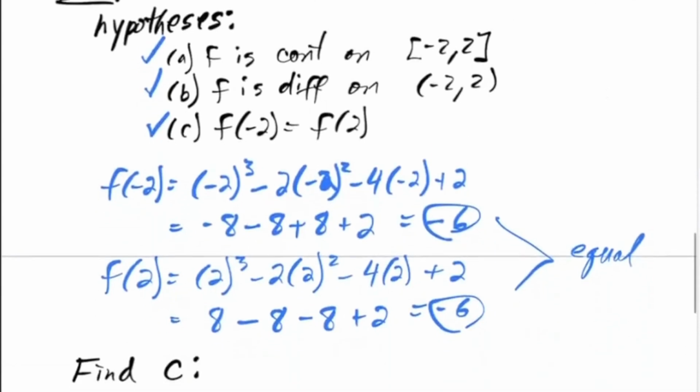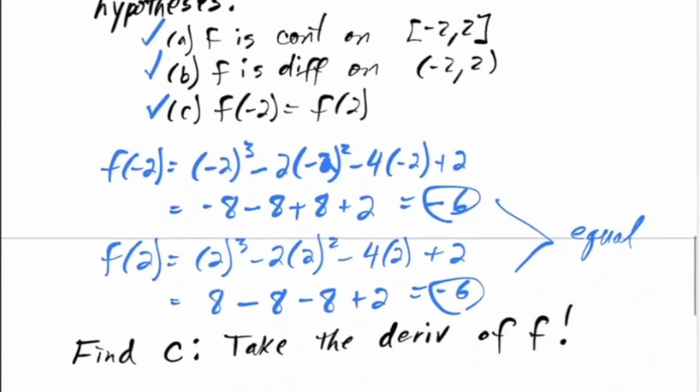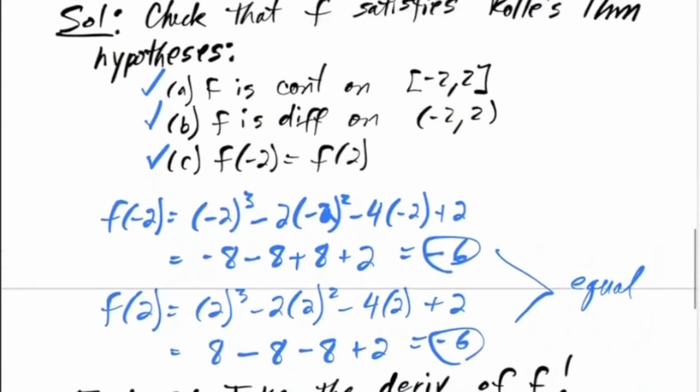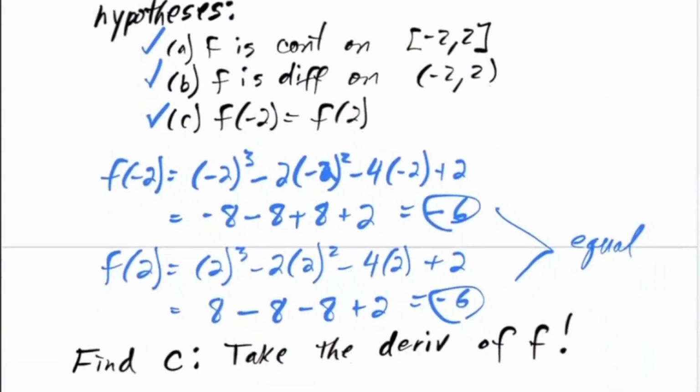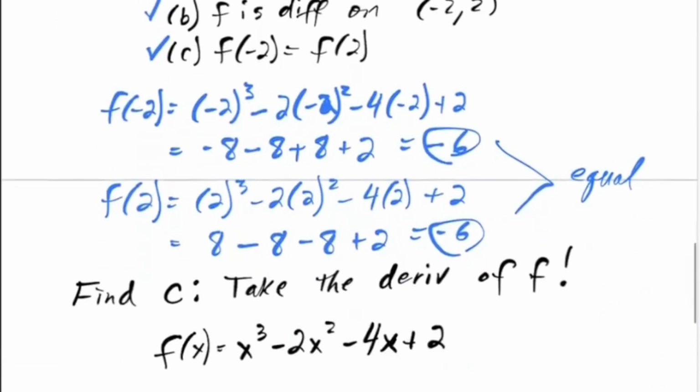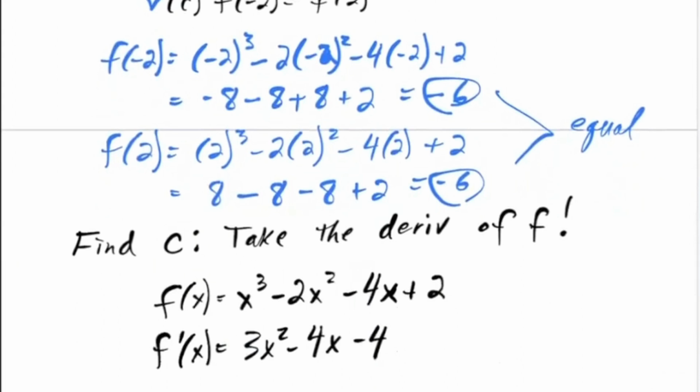Well, how would I find c? I do that by taking the derivative of f. So what's the derivative here? Again, let me rewrite my function. My function f of x is x cubed minus 2x squared minus 4x plus 2. So the derivative is going to be 3x squared minus 4x minus 4. And what I want to do is set that equal to 0, because Rolle's theorem says the derivative at c is going to equal 0.